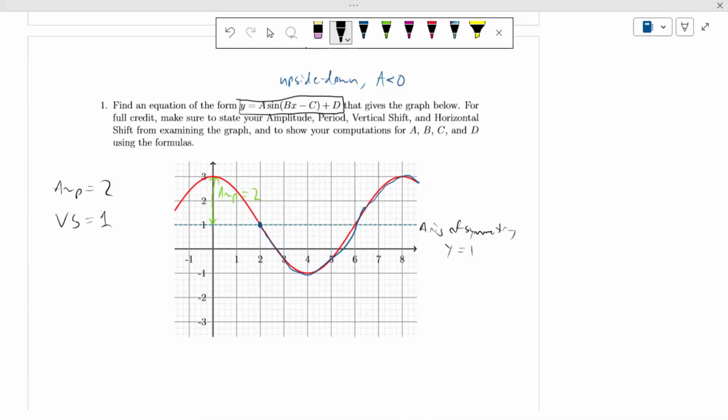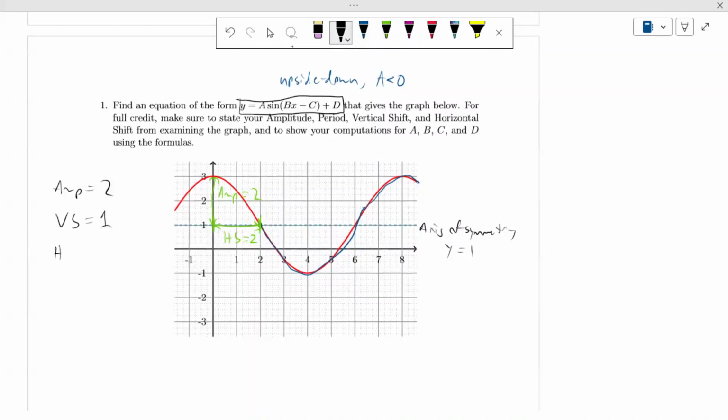Okay, let's do the horizontal shift. Remember that if you're starting your sine wave, that first key point is supposed to be on the y-axis. So if it's not, then that means that you have some kind of horizontal shift. So from here to here, that distance, that's your horizontal shift. Horizontal shift would be 2 in this case.